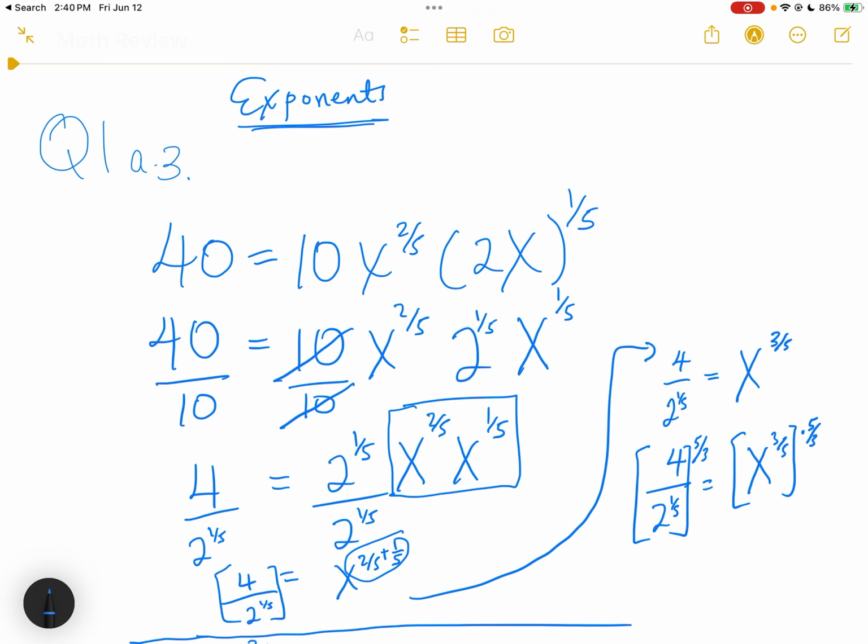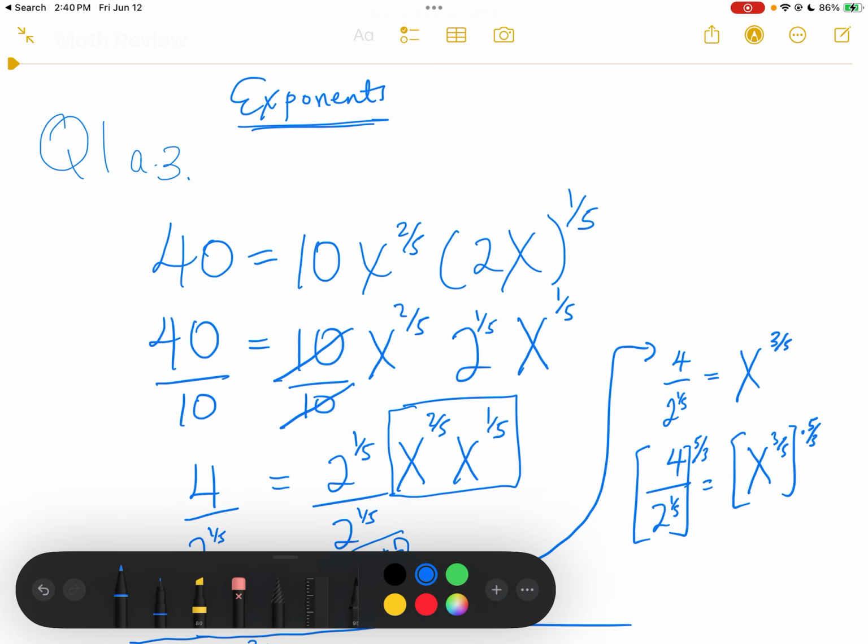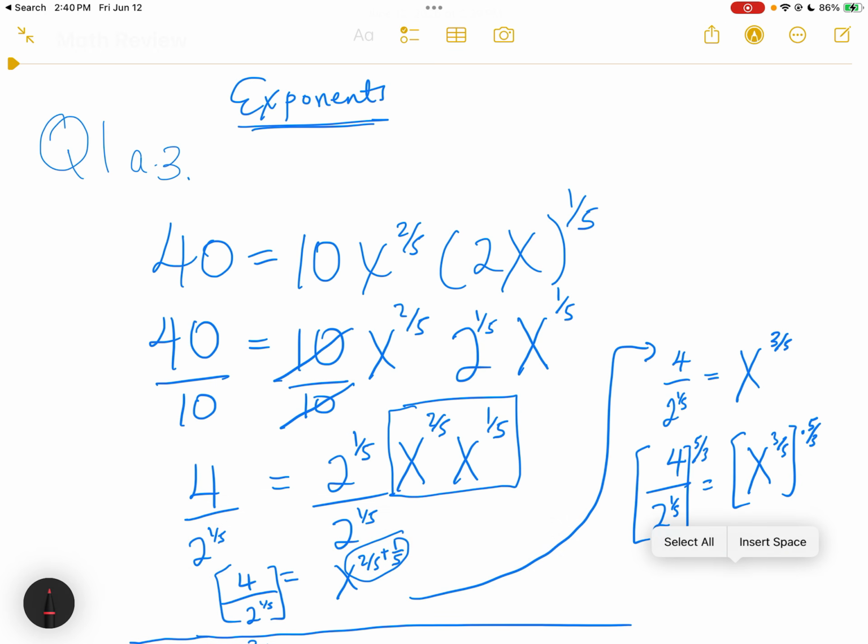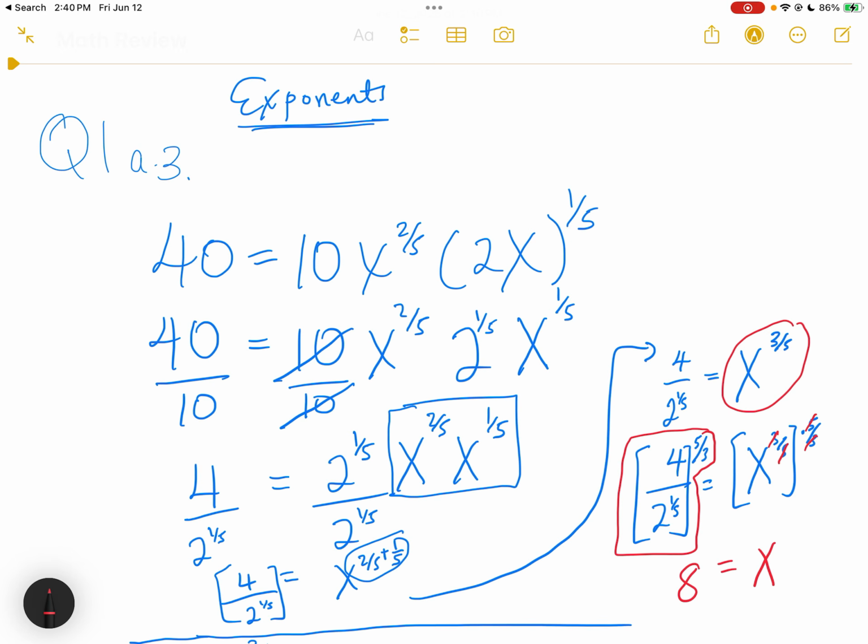To clear the power, so let's use a different color now. To clear the power on x, I will have to raise x to the power 3 over 5 to the power 5 over 3. That way the powers, right, the ratio will cancel out. So then I have my x on its own. And now I can put all of this into my calculator, and the answer should be 8.